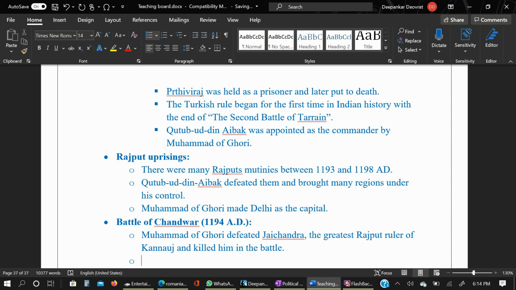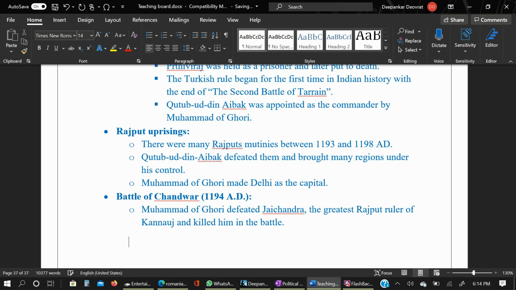Muhammad bin Bakhtiyar Khilji, one of the commanders of Muhammad of Ghori, destroyed Vikramshila in 1202 and Nalanda University in 1203 AD. He was the one who destroyed Nalanda University in Bihar. Lots of movies have also been made on him.